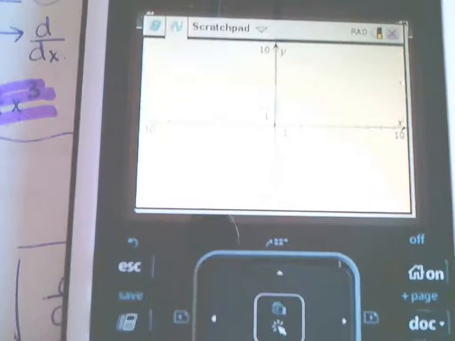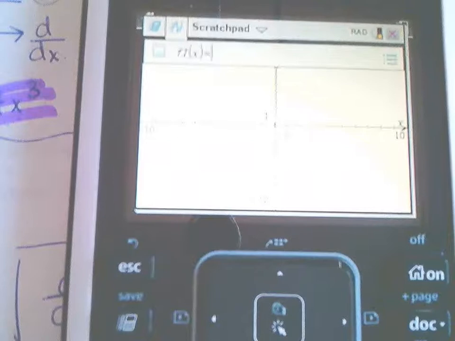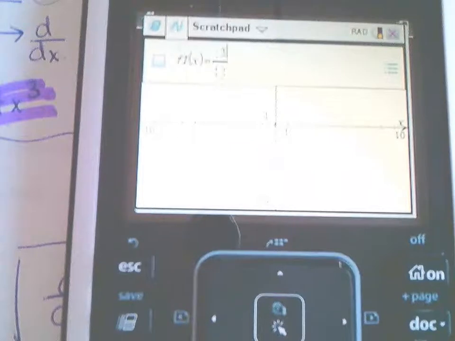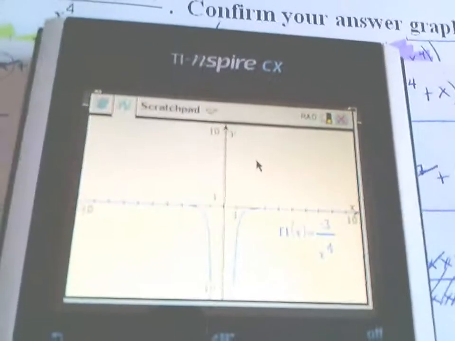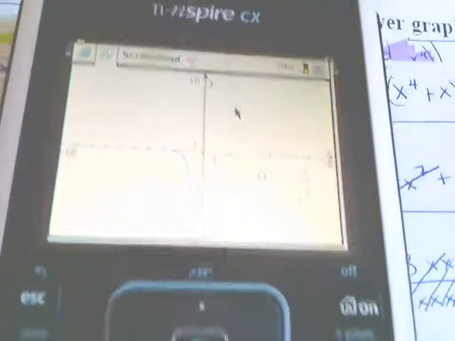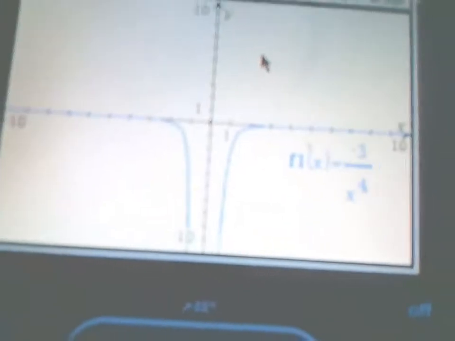Alright, I did something wrong. So let's do tab, control divide, negative 3, and then x raised to the 4. There's my graph. You guys cannot see this. There's the graph. You can barely see it, but there it is.